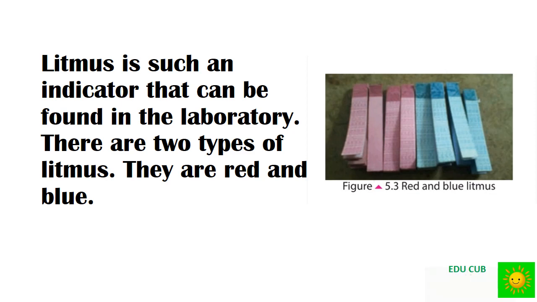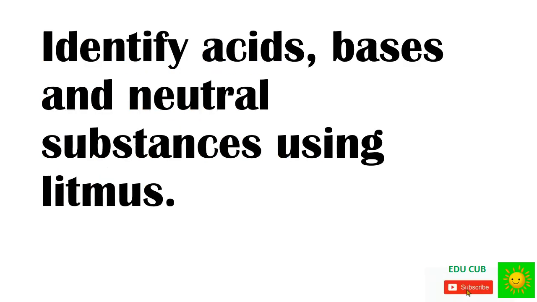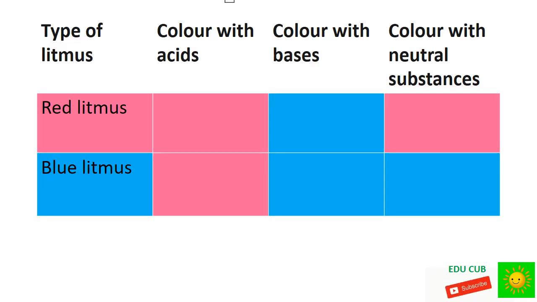There are two types of litmus: red and blue. Let's identify acid, bases and neutral substances using litmus. I have tabulated to make the lesson easy. Types of litmus: color with acids, color with bases, color with neutral substances. See the red litmus and blue litmus. Red litmus, the color is a red color or pinkish color.